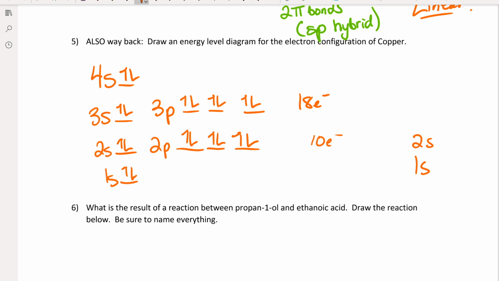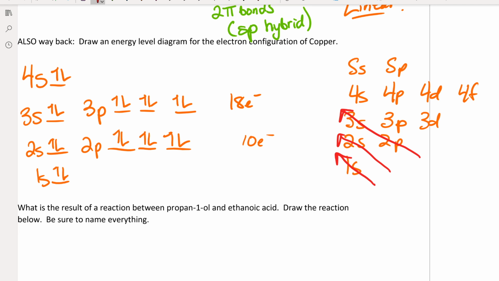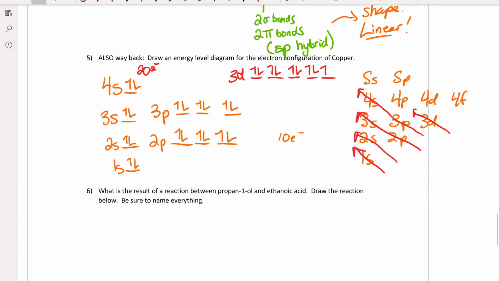But then 1s, 2s, 2p, 3s, 3p, 3d, 4s, 4p, 4d, 4f, 5s, 5p. Okay, let's follow this along. So first we fill 1s, then we fill 2s, then we fill 2p, then we fill 3s, then 3p, then 4s, but then 3d. So now we're up to 20 electrons, and then in this spot we get 3d, 1, 2, 3, 4, 5, and we have 1, 2, 3, 4, 5, 6, 7, 8, 9. So that is the electron configuration of copper.